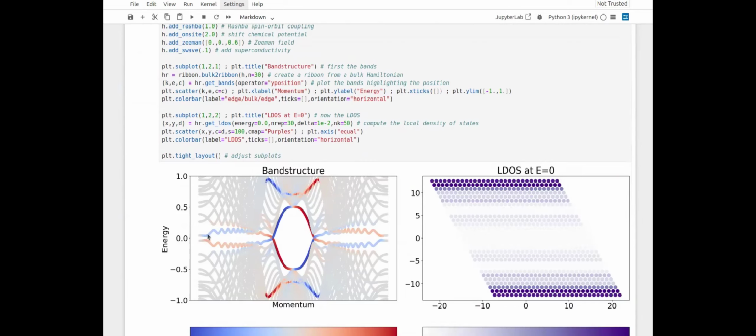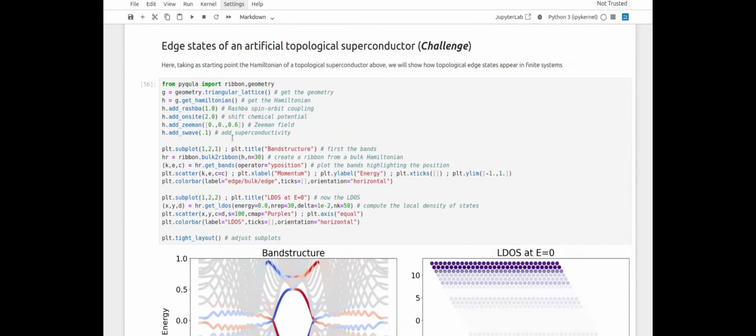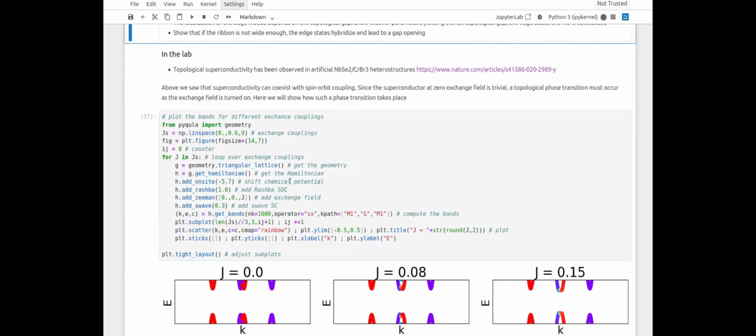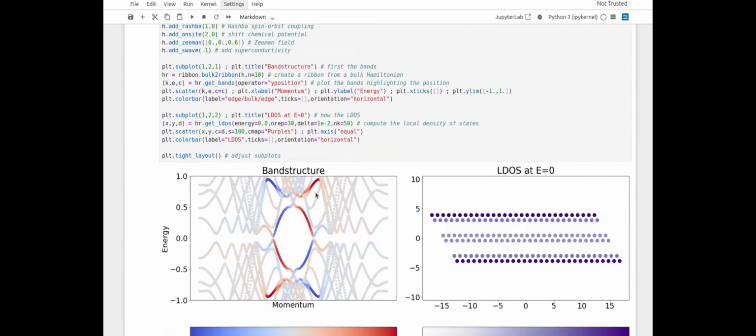So actually, some of the states already hybridize a lot, right? And in particular, if your system is too narrow and your width is very small, then you may not see edge states at all. So we make the system very narrow. You see that now it is not possible to distinguish what is a bulk state and what is an edge state. So in order to have well-resolved edge states, we really need a system that is wide enough and a gap that is sizable, so that the edges are effectively decoupled.